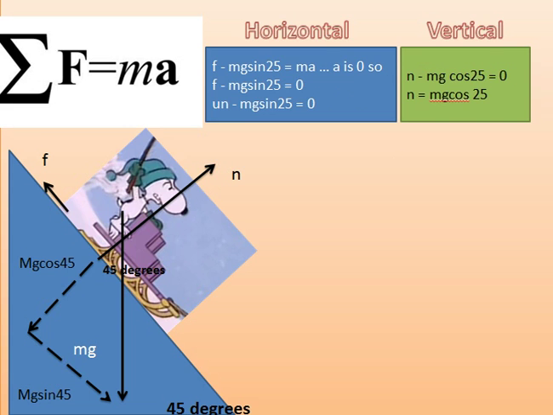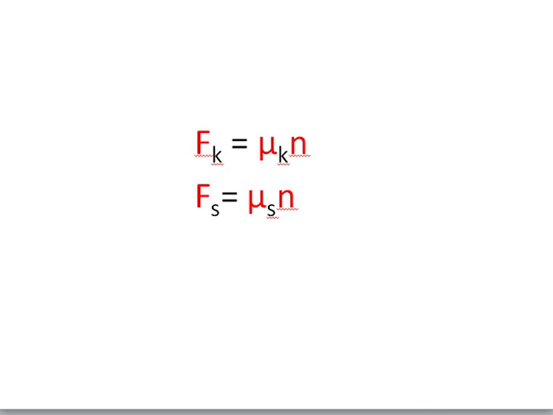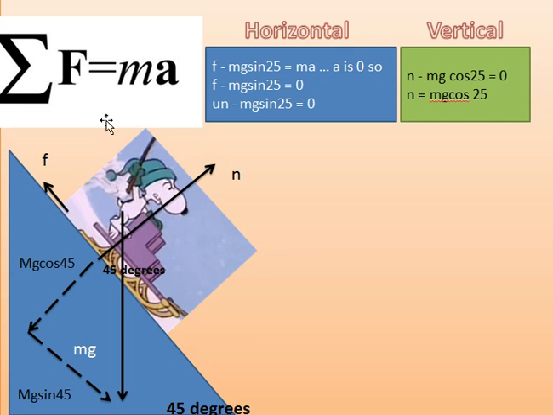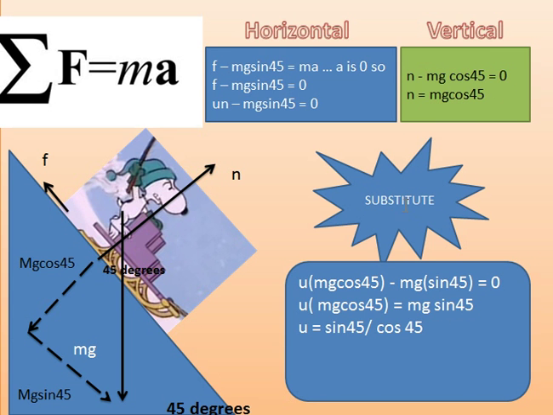And from our equation of friction, we can set f equal to mu n. Meanwhile, with the vertical, we have n minus mg cosine 45 equaling 0, or n equals mg cosine 45. And perhaps by now you already realize what we have to do is substitute. Yay!